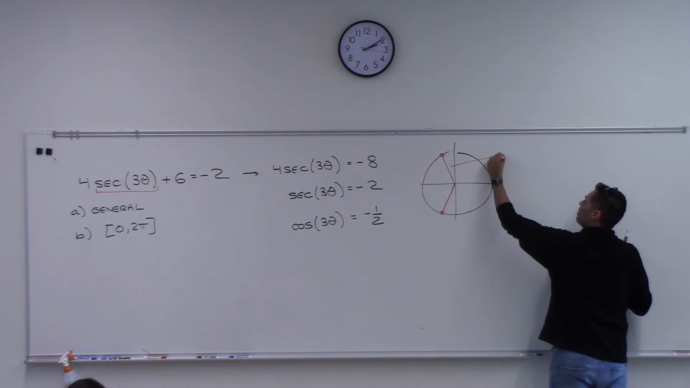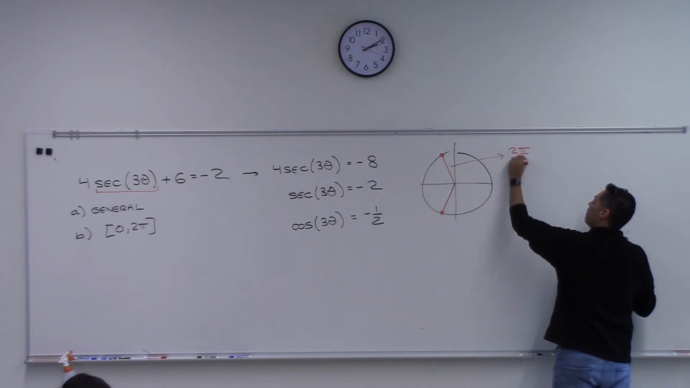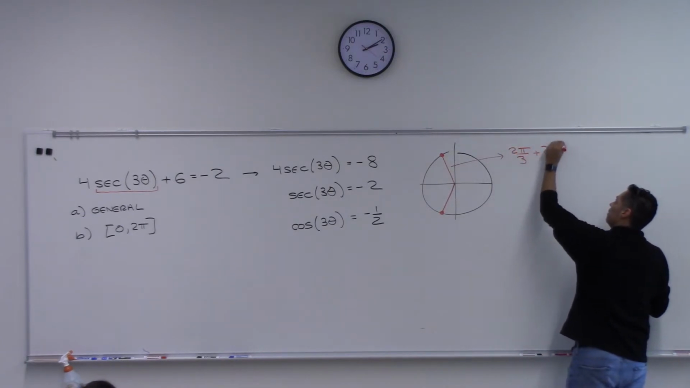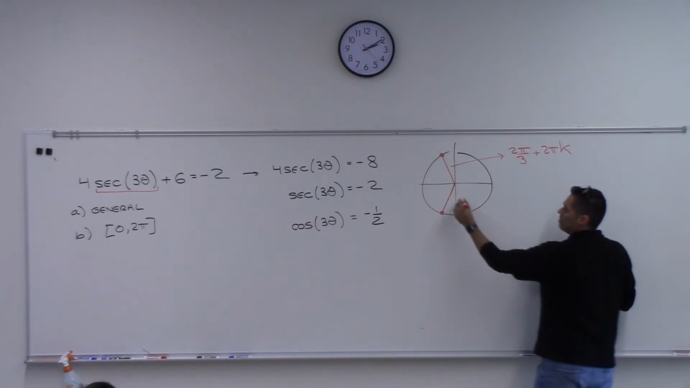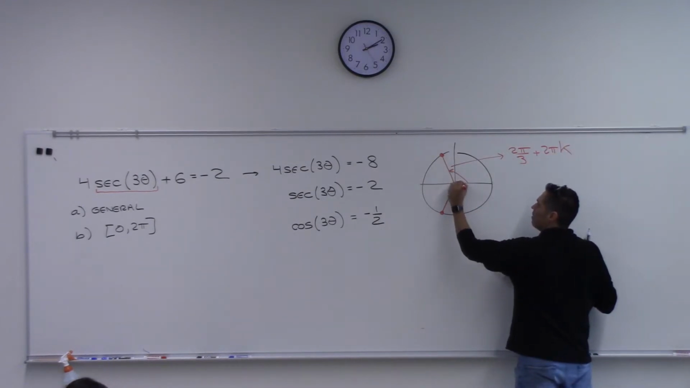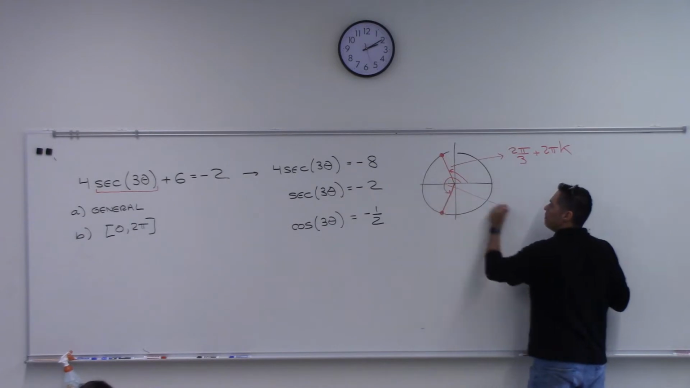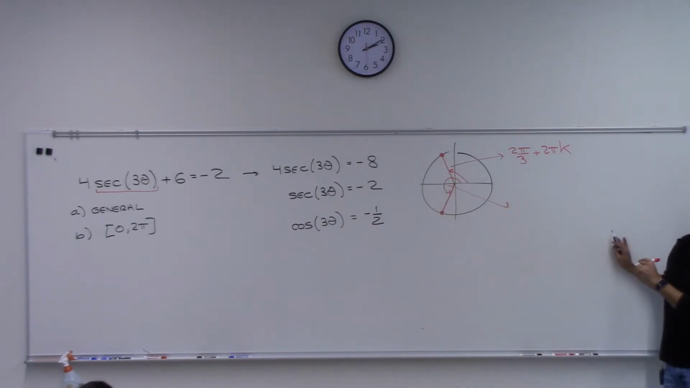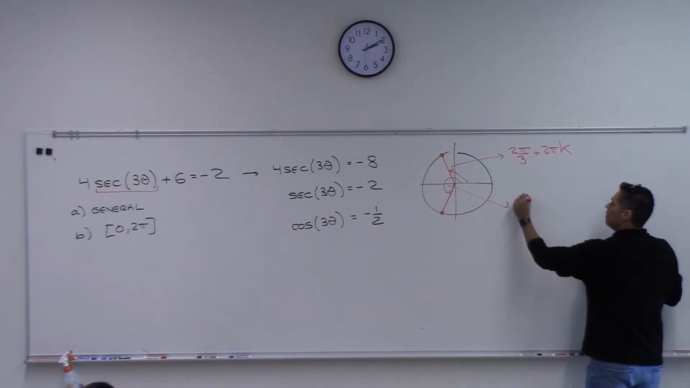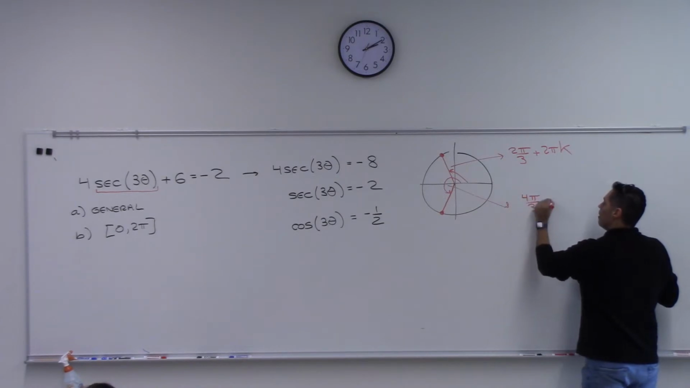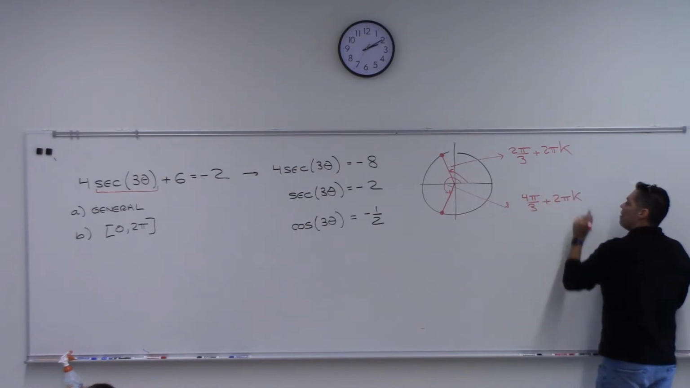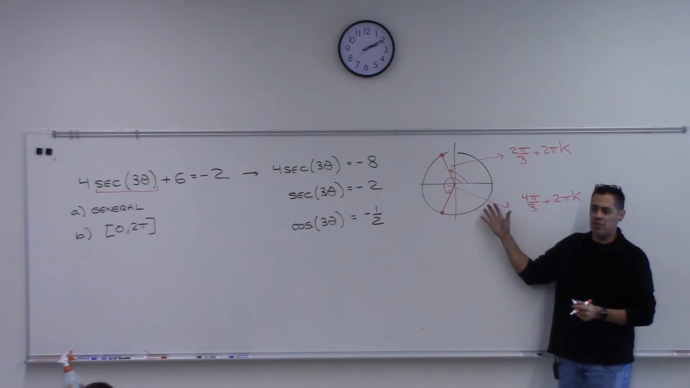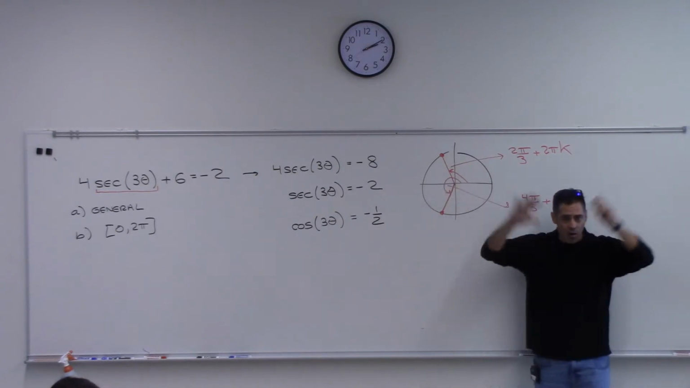So this one right here, you're going to say that's 2 pi over 3 plus 2 pi k. Good. Who wants the next set? That's this angle. How about this one right here? Who wants that one? Go ahead. 4 pi over 3 plus 2 pi k, right? That's a visual representation of all of those angles, all infinitely many, right?